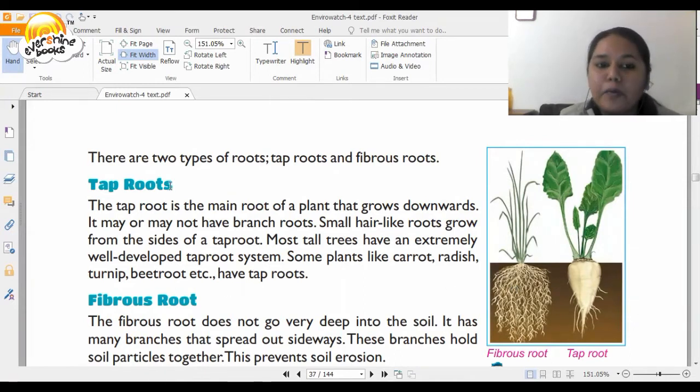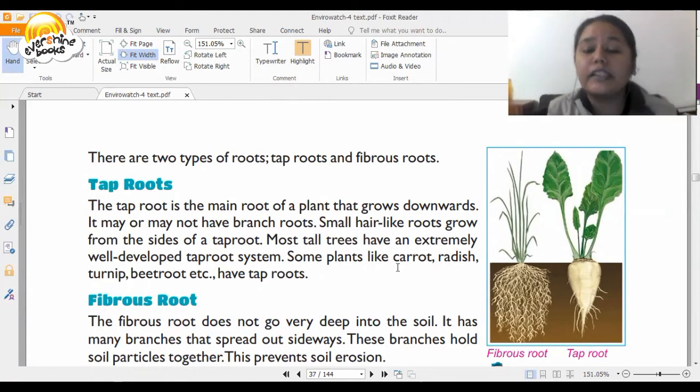So now we are going to talk about two types of roots. The first is tap roots. The tap root is the main root of a plant that grows downwards. It may or may not have branch roots. Small hair-like roots grow from the sides of a taproot. Most tall trees have an extremely well-developed taproot. Some plants like carrot, radish, turnip, beetroot, etc. have taproots. So you see, what is this? This is a radish, and you see these small hair-like structures. What are these? Tap roots.